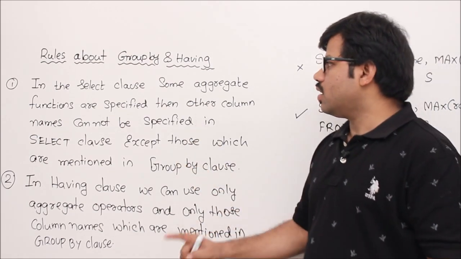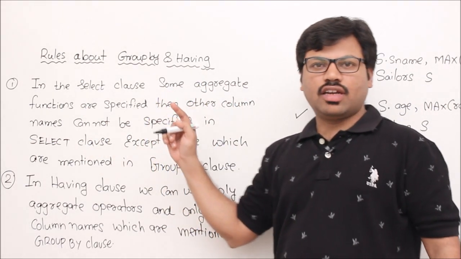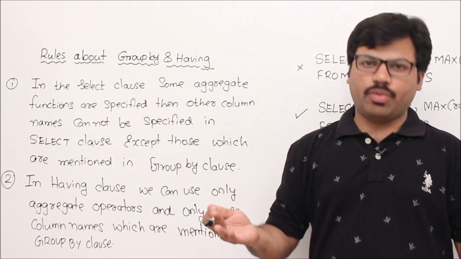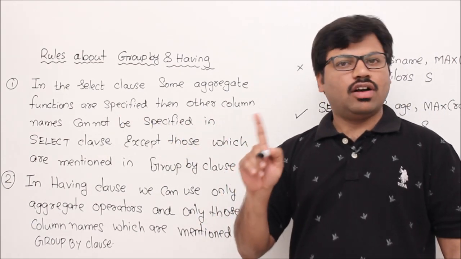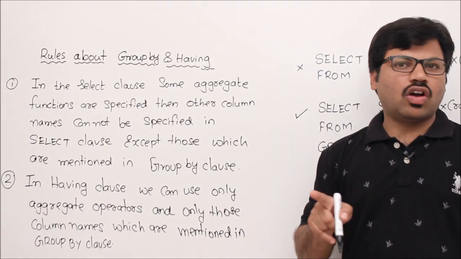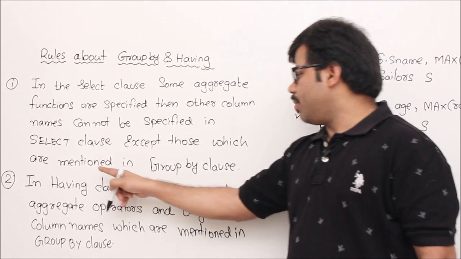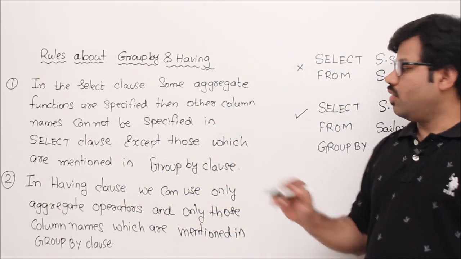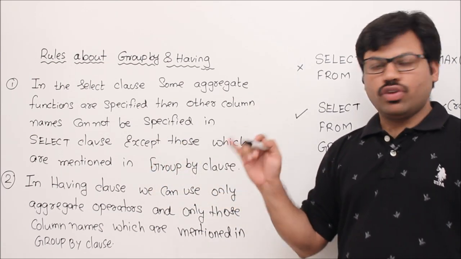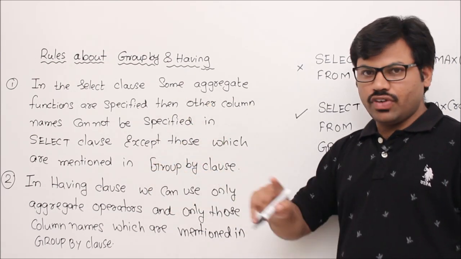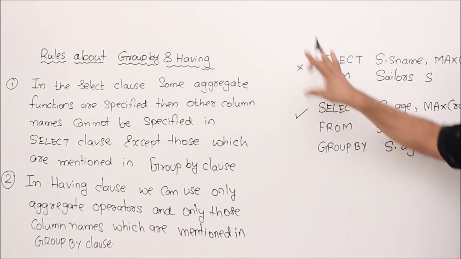Rule number 1 is: in the select clause, if some aggregate functions are specified, that means when you want to specify aggregate operators, then other column names cannot be specified. Don't try to specify other column names, except those which are mentioned in the group by clause. We'll try to understand rule number 1 with one example. If you don't understand this rule, stop the video and have a look at it. After that we'll see this query.